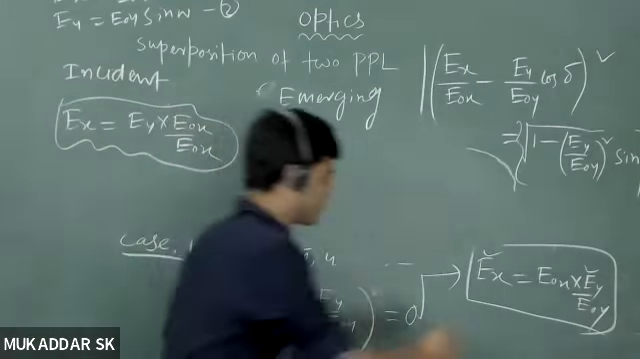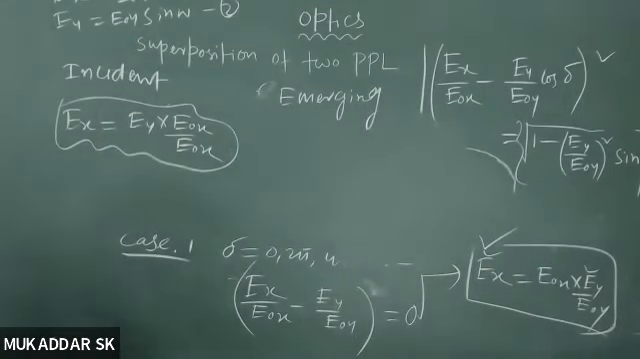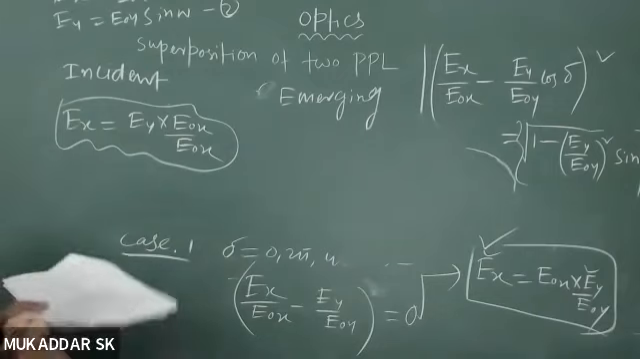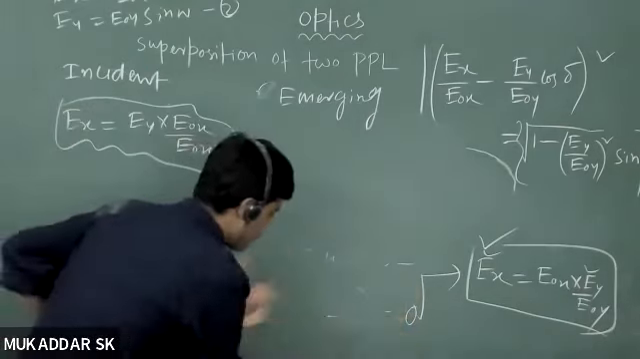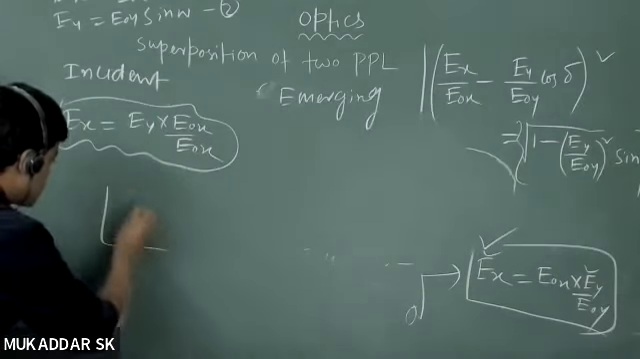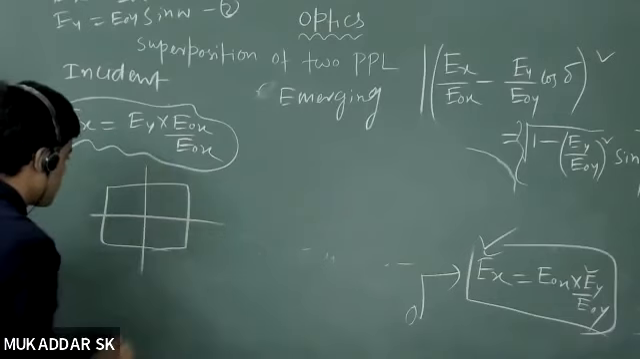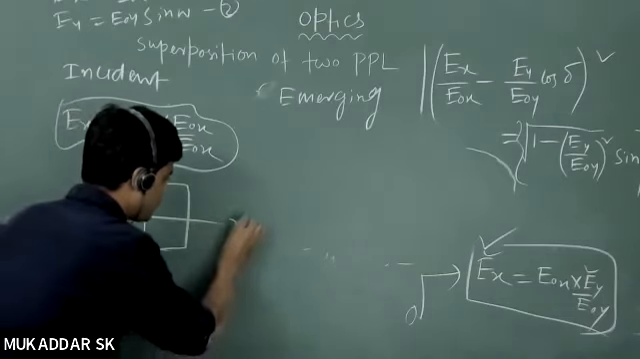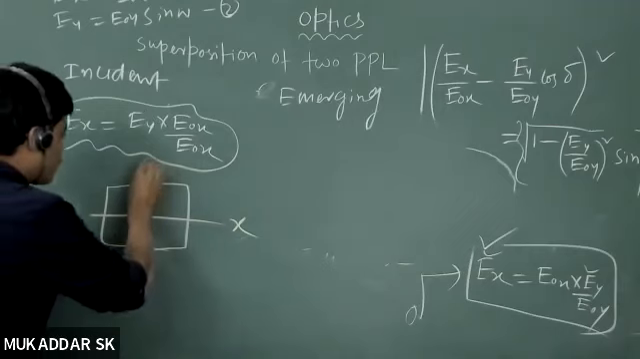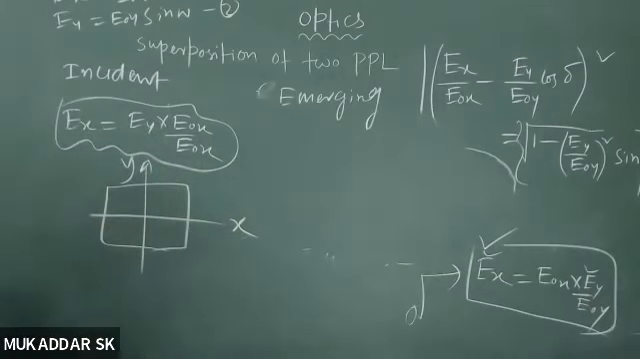And it is exactly the same as the relation between Ex and Ey for the emerging ray. Okay. So suppose this is your double refraction crystal, and along the x-axis this is your optic axis. Along the y-axis, this is your axis perpendicular to the optic axis.